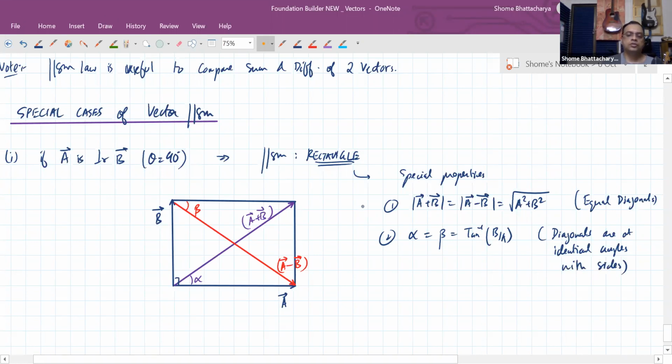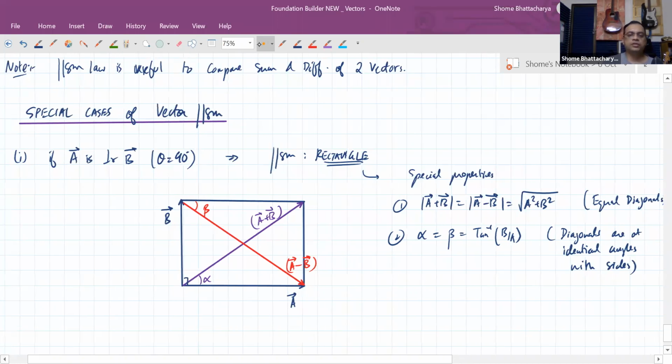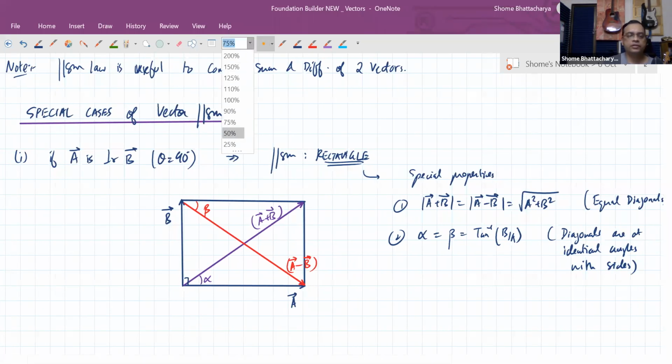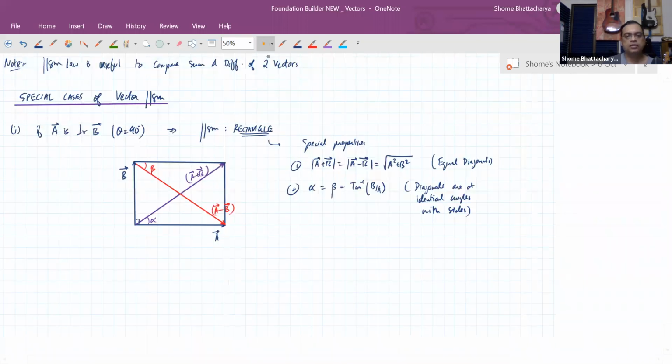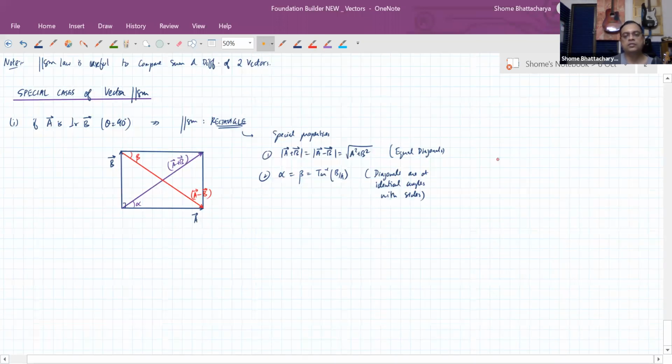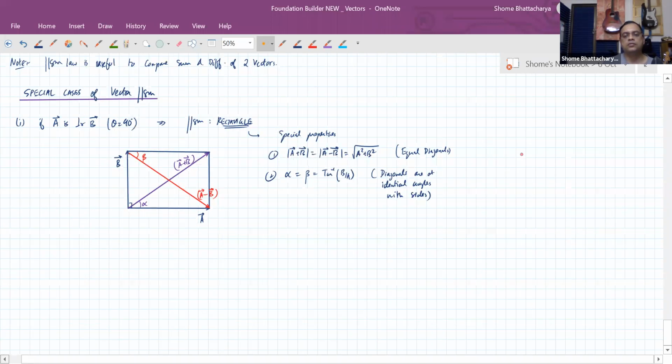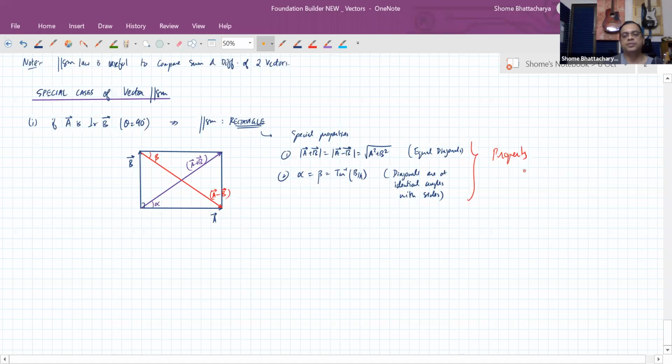Okay, so these two become very useful to remember and very useful to apply directly whenever we are dealing with perpendicular vectors. So this becomes a property for perpendicular vectors a and b, that mod of a plus b is equal to mod of a minus b, which is equal to root of a square plus b square, and the angle that each one of them is making with respect to the vector a is the same. It's tan inverse b by a.